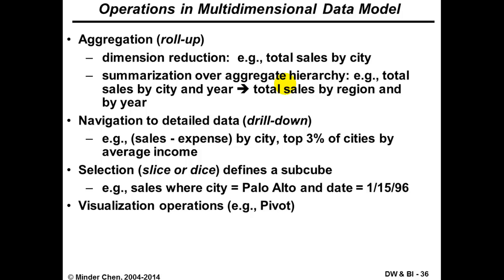So in summary, we have covered different types of operations in a multi-dimensional data model. Roll-up is aggregation, so we can sum up the data from different cities into different states to different countries, etc. And we can also navigate from a highly aggregated data point down to more detailed data. That operation is called drill down.